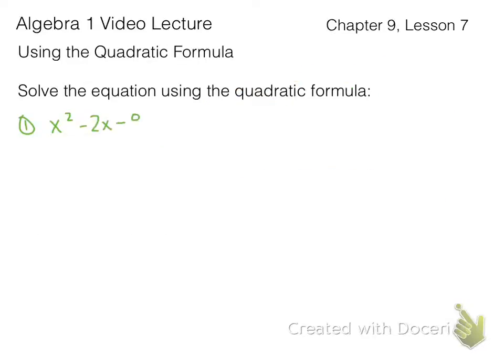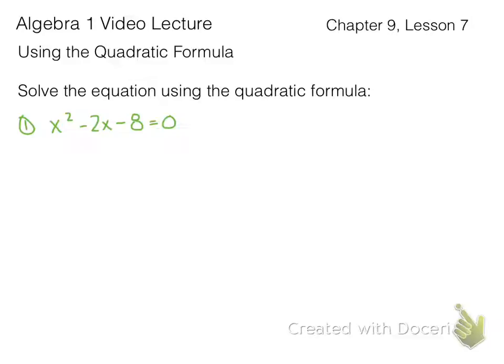If we have the equation x squared minus 2x minus 8 equals 0, we're going to solve the equation using the quadratic formula. Just a reminder, solving a quadratic equation means we're looking for the x-intercepts. Sometimes there are 2 of them, sometimes there is 1, and sometimes there are 0. So let's use this to figure out the 2 x-intercepts, or 1 x-intercept, or 0 x-intercepts.